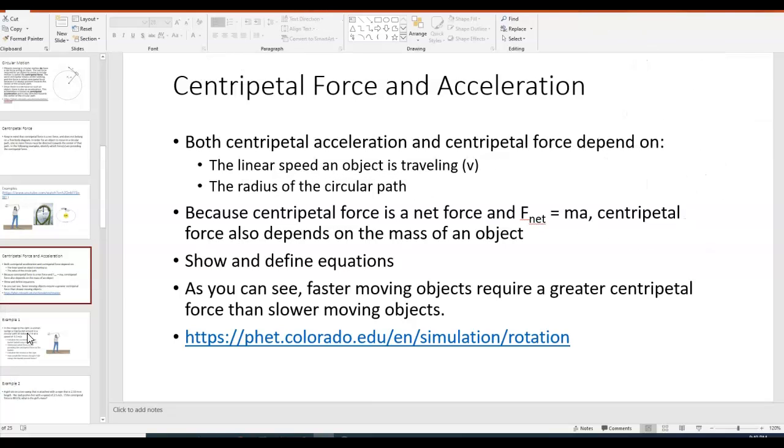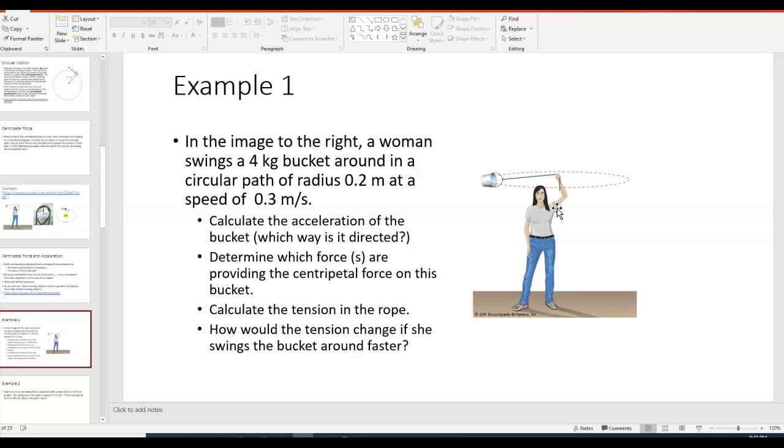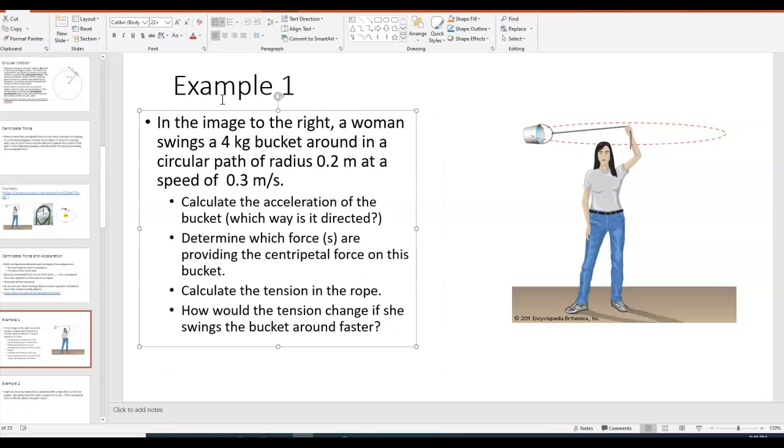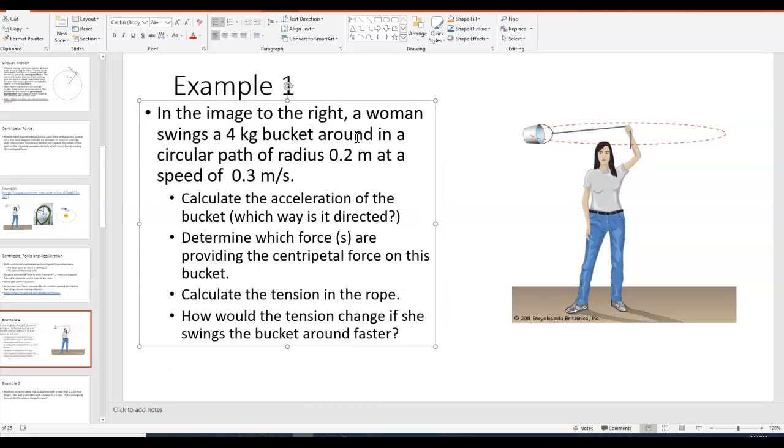Then we're going to do a couple really quick examples. Here's this picture of the girl with the bucket again. It says, in the image to the right, a woman swings a 4-kilogram bucket around in a circular path of radius 0.2 meters at a speed of 0.3 meters per second. First things first, identify your givens. 4 kilograms. Kilogram is mass, we've seen that before. They give us the radius right here, so I'm going to label that r. And then they give me the speed, or the velocity, in meters per second.